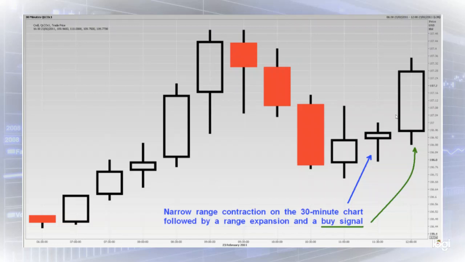So we then had a breakout, we had an increase in volatility, and then we got exactly what we wanted in this case. The price carried on going in that direction, increasing its range, increasing its volatility. So this level here was a great level to buy at. The break of this candle was a great level to buy at.